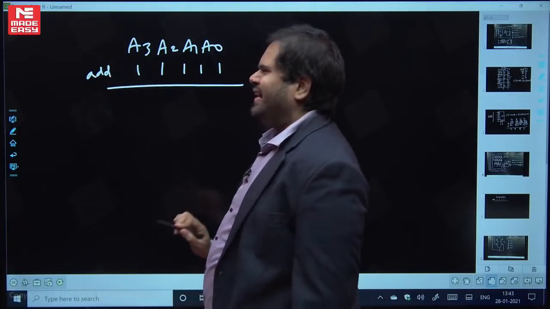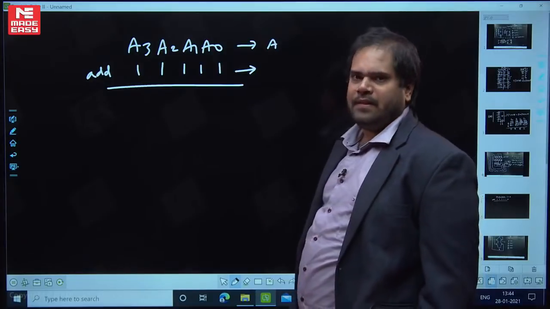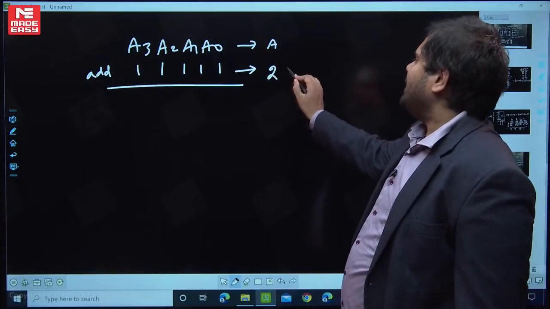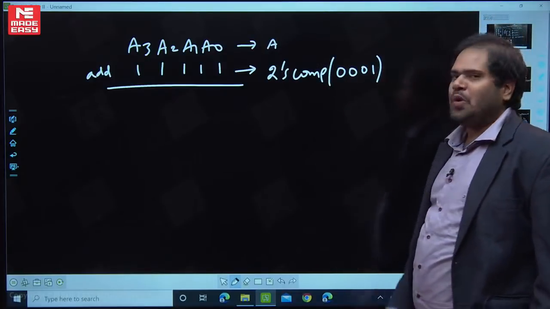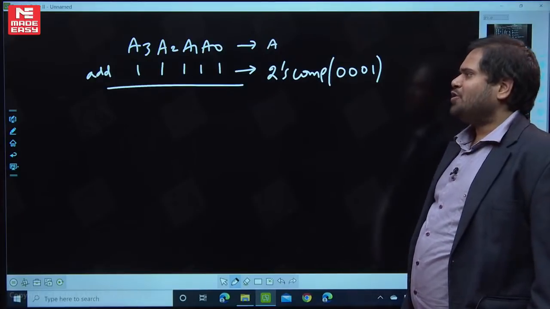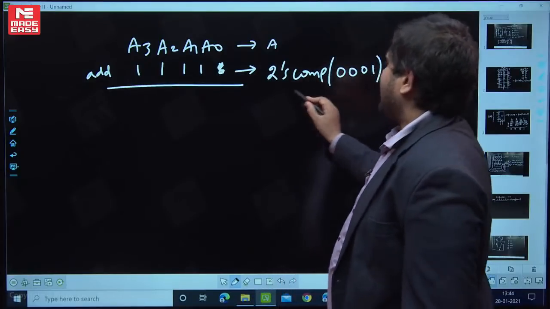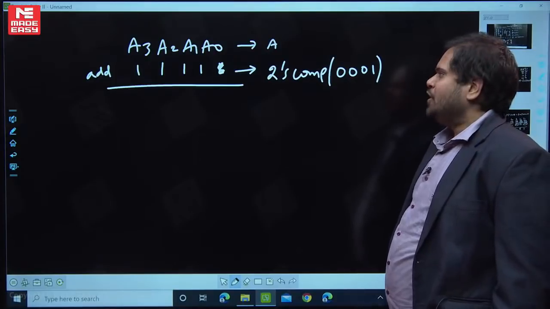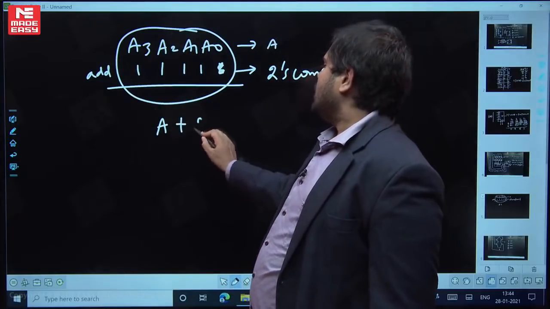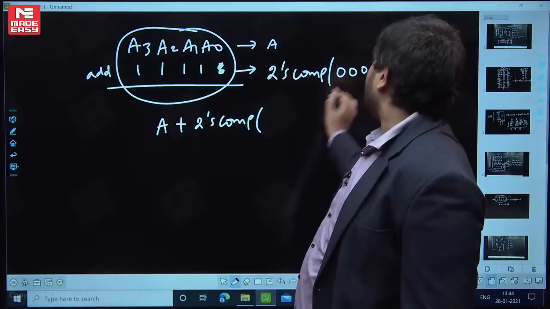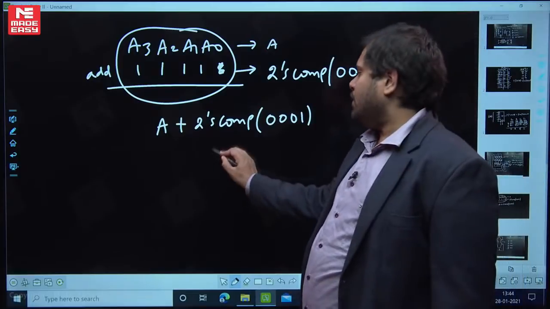Can I write it like this? I will write this as A. If you see here, 1 1 1 1 is nothing but the 2's complement of 0 0 0 1. If we take the 2's complement of 0 0 0 1, this is what comes. Only 4 bits are there. So what does it mean? It means A plus the 2's complement of 0 0 0 1. What does 2's complement mean? It means minus 1. This means A minus 1.